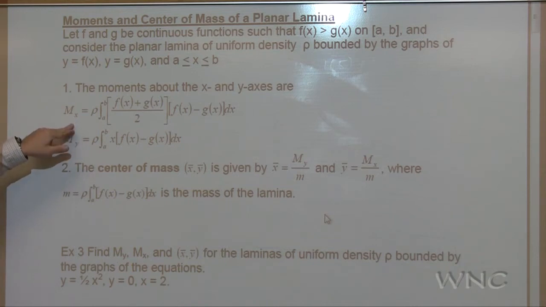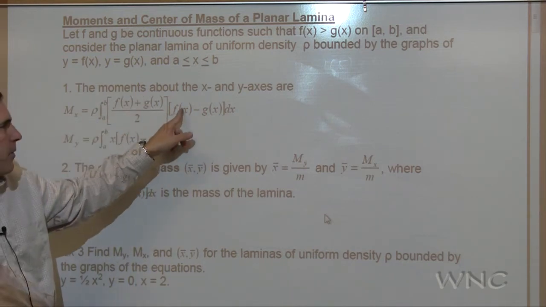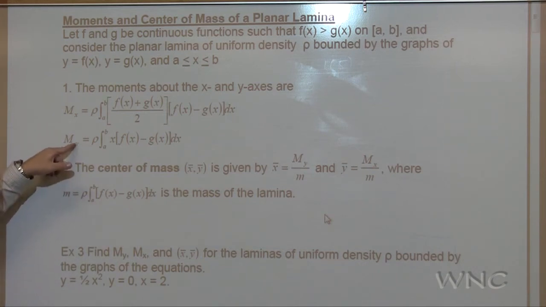Mx, the moment about the x-axis, is rho times the integral from a to b of (f of x plus g of x) over 2 times (f of x minus g of x) dx. The moment about the y-axis is rho times the integral from a to b of x times (f of x minus g of x) dx.